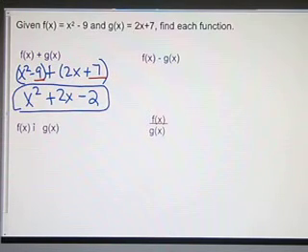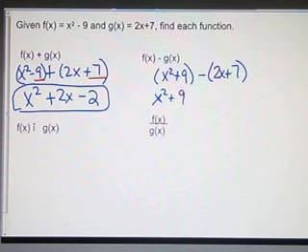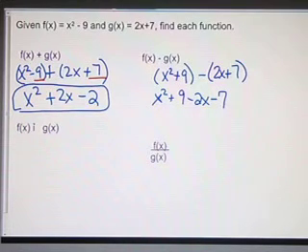Going to the right, when I subtract, now I have x squared minus 9 minus the quantity 2x plus 7. Here, the big problem is I have to subtract both terms of the second function. So I'm going to subtract the 2x, and I'm going to subtract the 7. Now what I want to do is combine like terms. That's my last thing to do.